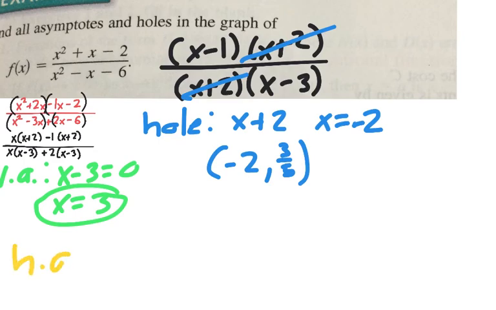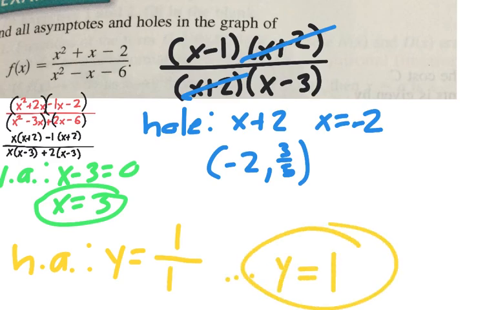Next, horizontal asymptote. So we need to look back at the general form here. And we are comparing the degree of the numerator and denominator. What's the degree of the numerator? 2. Degree of the denominator? 2. So the degree of the numerator equals the degree of the denominator. So we have a horizontal asymptote at y equals the ratio of the leading coefficients. Leading coefficient of the numerator, 1. Leading coefficient of the denominator, 1. So my horizontal asymptote is at y equals 1.